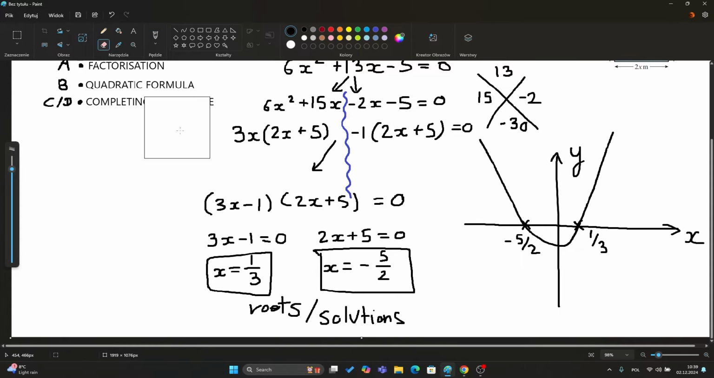So that's why we need to know it, because in a few chapters we will learn how to draw those graphs using the y-intercept, minimum point, and all the other things.